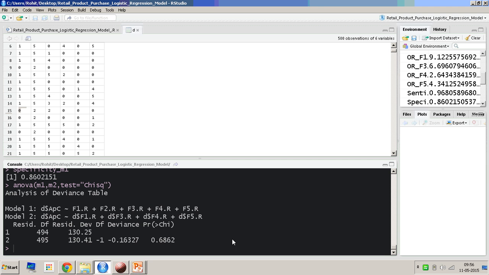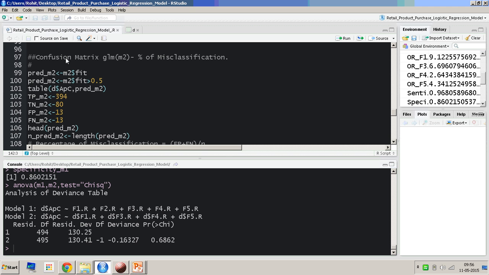data sets which were larger in size, there's just 500 observations over here, we would definitely find that the confusion matrix or the percentage of misclassification would also differ, and then we would have a distinct, or rather much more significant, reason to prefer model 2. So this model 2, GLM M2, is what we are actually preferring.